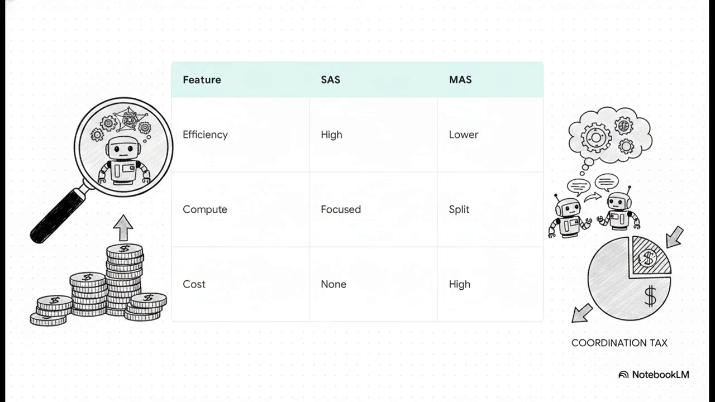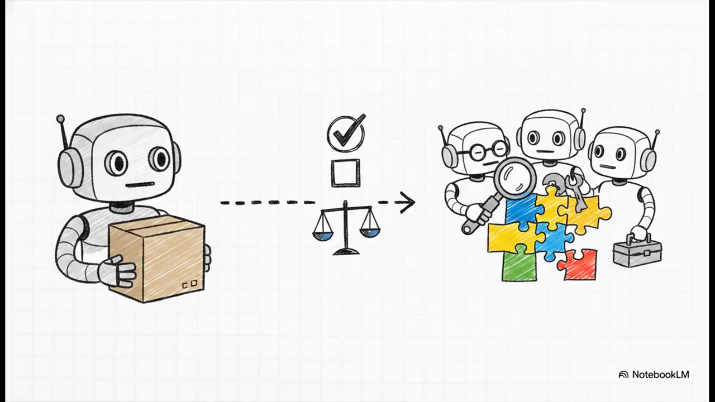The multi-agent system has to spend a massive chunk of its compute paying what we call a coordination tax, passing messages, synchronizing, and translating context back and forth between team members. Ultimately, the science points us to a very clear architecture-task alignment principle. You should really start with a single agent baseline by default.